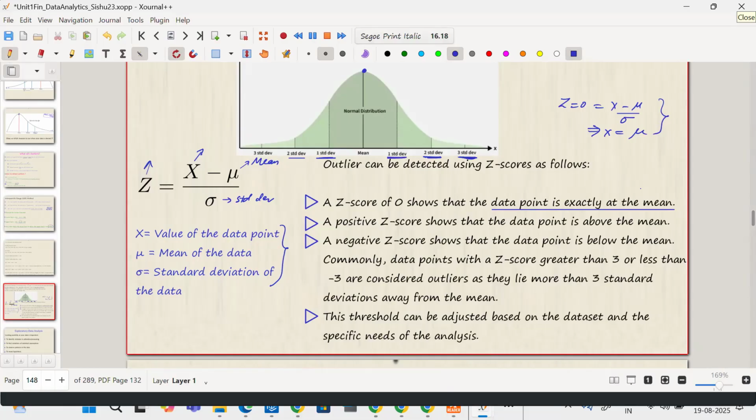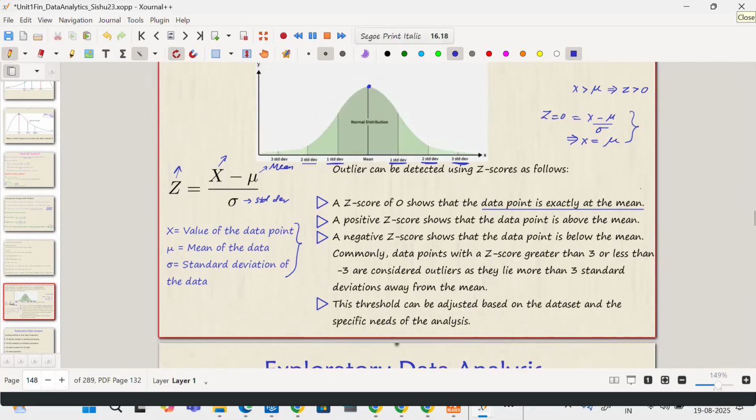What do you mean by a positive Z score? If your data point has a positive Z score, it means it is above the mean. Therefore it is positive, because x minus mu will be positive if x is greater than mu. That implies Z is greater than 0. Is it?